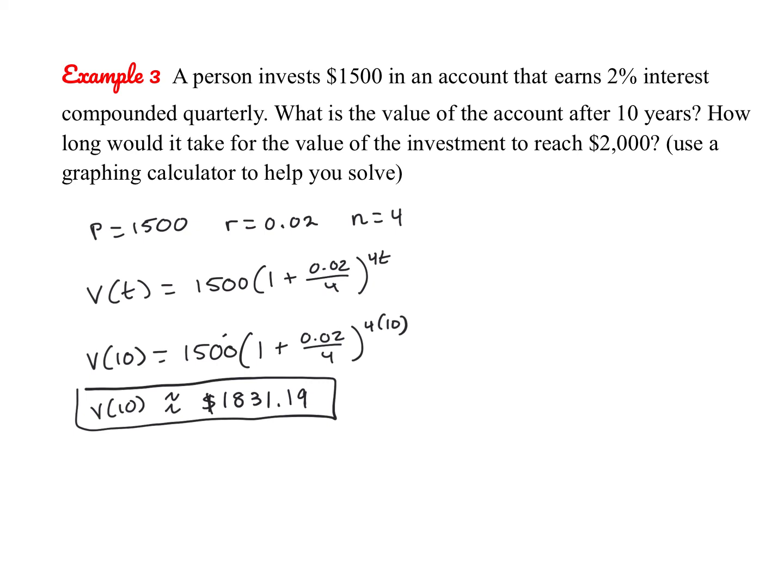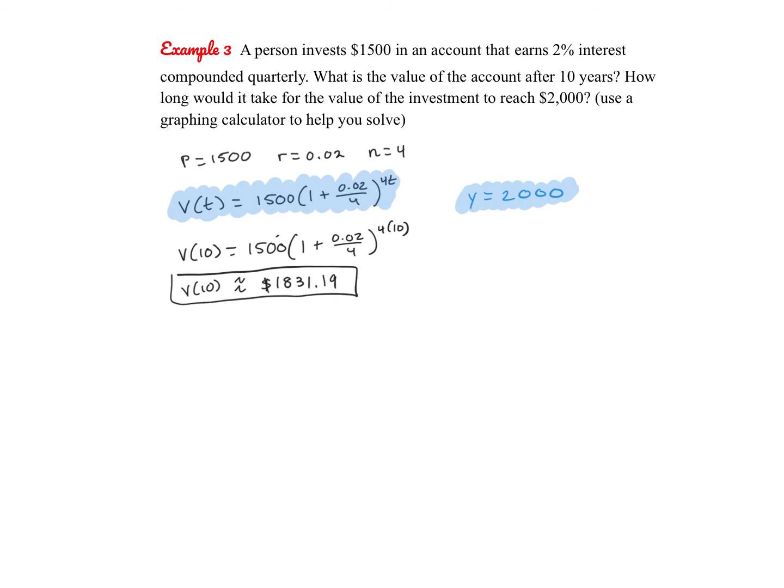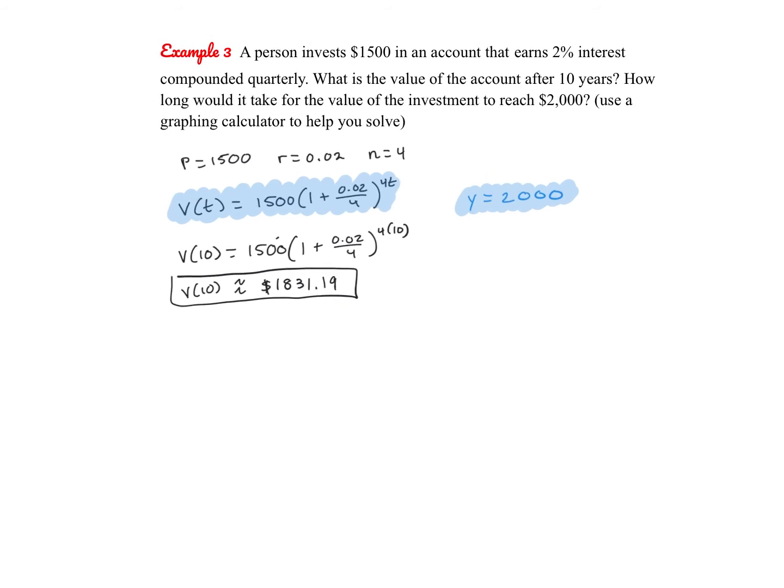Now to see how long it would take the value of the investment to reach $2,000, again, I can do this with my graphing calculator by graphing my function that represents the value and then also graphing the function y equals 2,000 and seeing where those two graphs intersect. And again, since they're asking how long would it take, we're looking for the x value of that intersection. So I'm going to go plug that into Desmos.